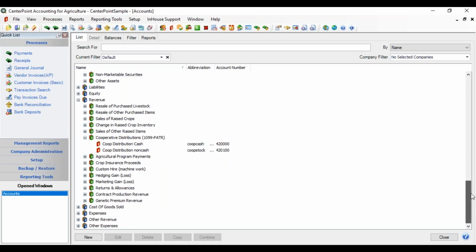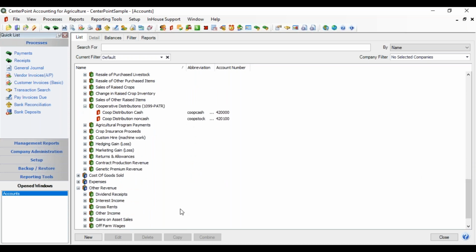If this is not a cooperative that you're receiving the dividend from, then you would be using an account under Other Revenue and Dividend Receipts called Dividend Receipts. And that is for tax filing purposes, so that the revenue that you're taking in for these different types of distributions is going to be recorded to the right activity rows on your tax forms.